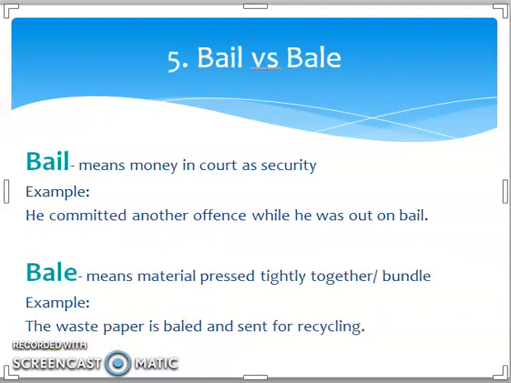Okay. Next, we have bale and bail. The pronunciation is the same, the spelling differs as well as the meaning differs. The first one, bail, means money in court as security. Now, you might have heard it. This is a legal word, that bail of someone means that if someone is under trial, he could present bail, I mean money in the court as security for his release until the trials are decided. He committed another offense while he was out on bail.